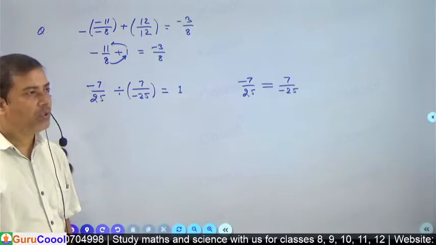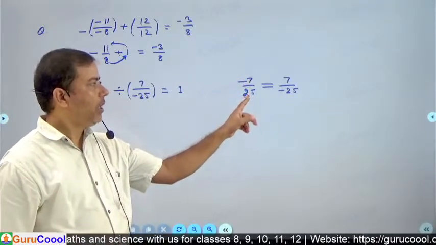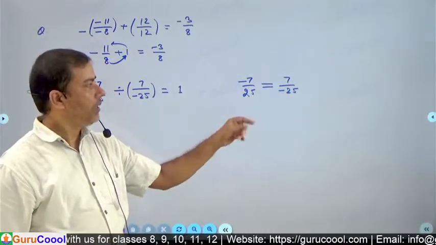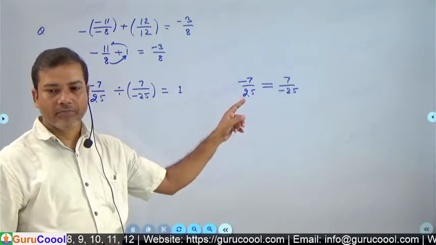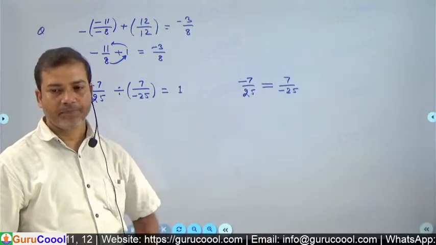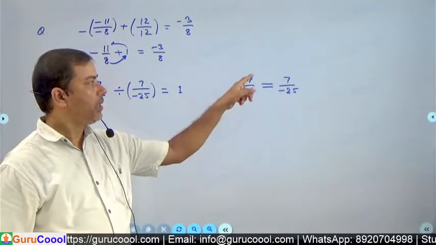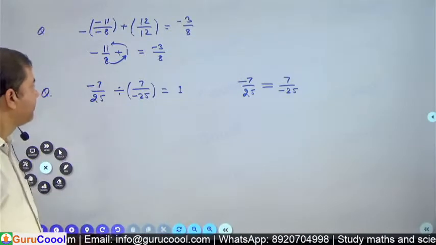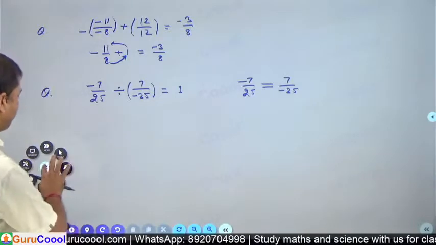Yes, sir. Okay. So I said minus 7 by 25 and 7 by minus 25 are same. It doesn't matter if minus is in numerator or in denominator. They are still same. Both of them are negative numbers and both of them contain 7 by 25. Right? Yes, sir. Okay. The next question.